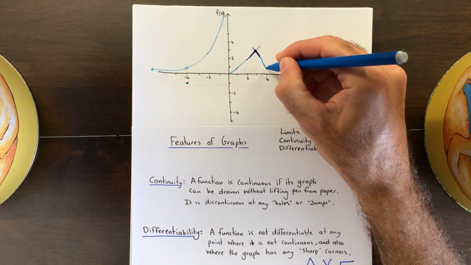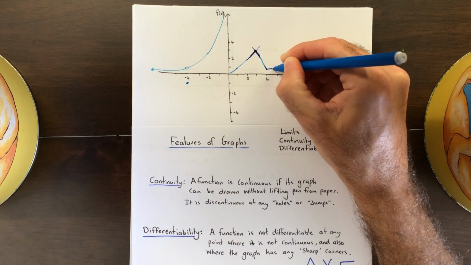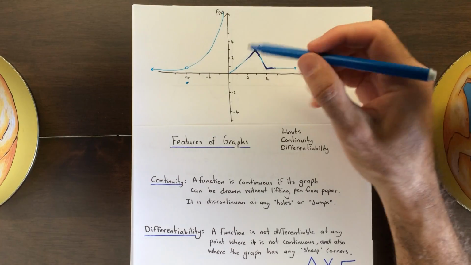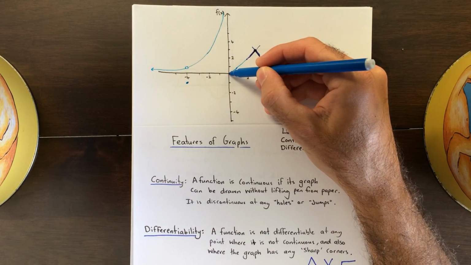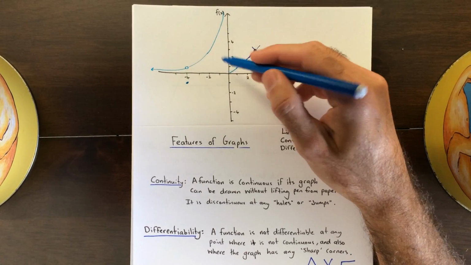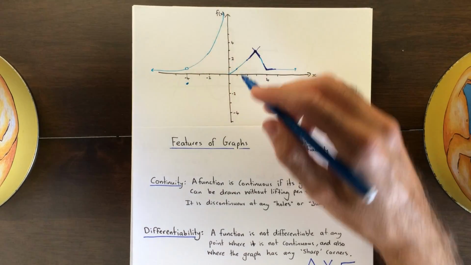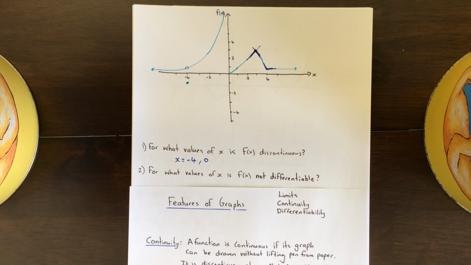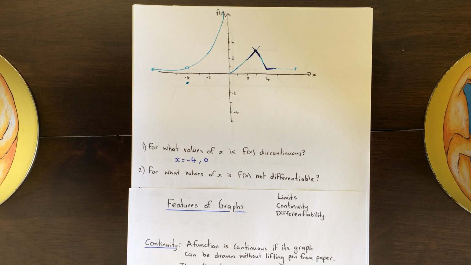It would also not be differentiable here. Same reason. Is it this gradient or is it this gradient? And then it's not differentiable for pretty much the same reason where it's discontinuous. At x equals 0, we don't know where the graph is, let alone do we know what its gradient is, and also at -4. So there would be 4 points on this graph where it is not differentiable.